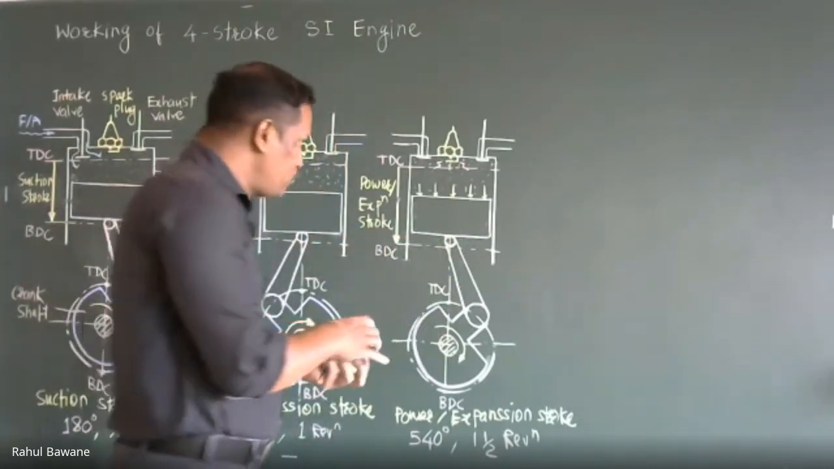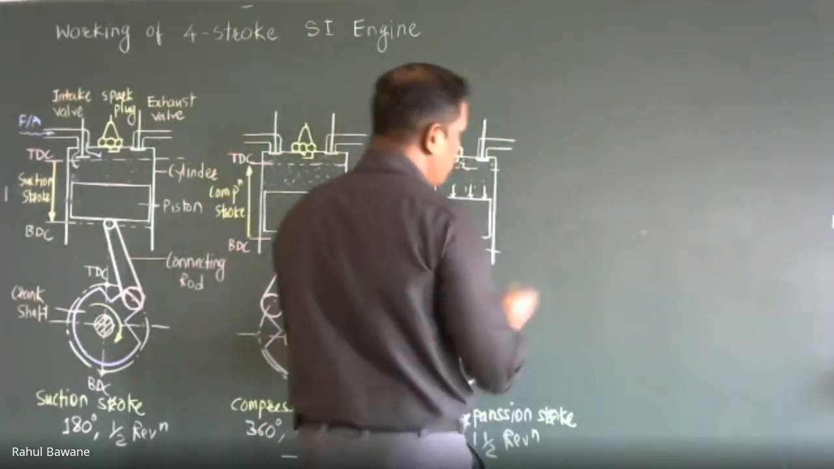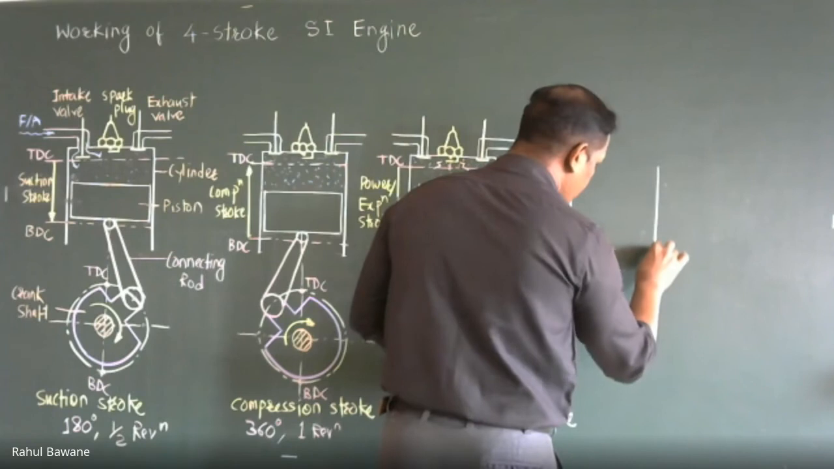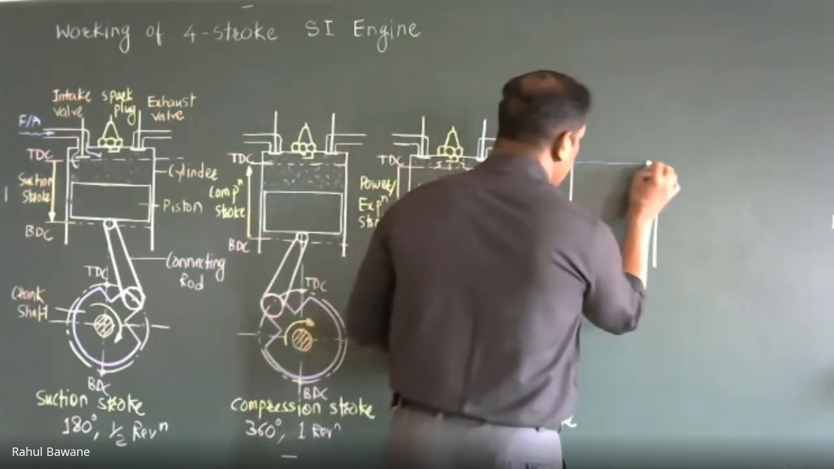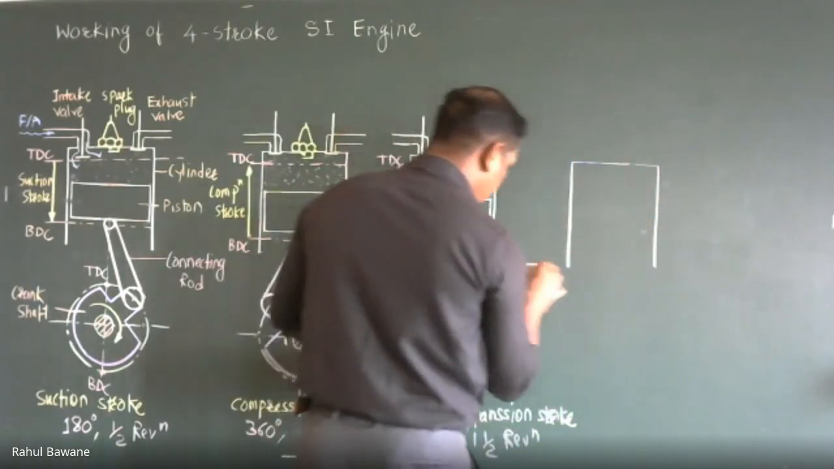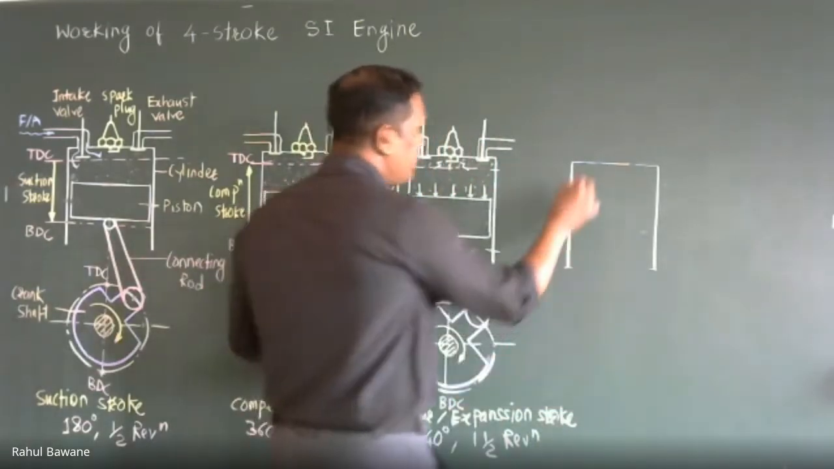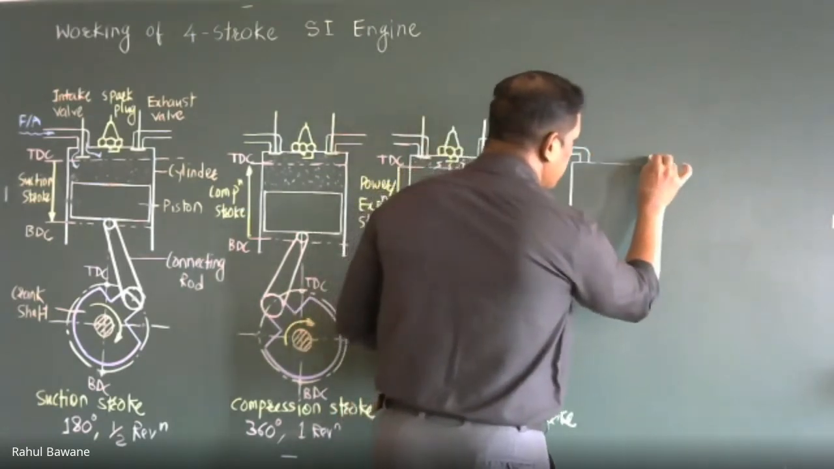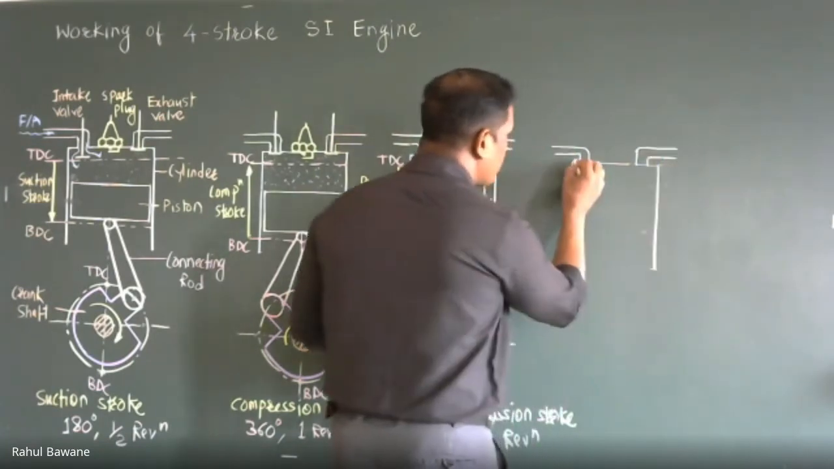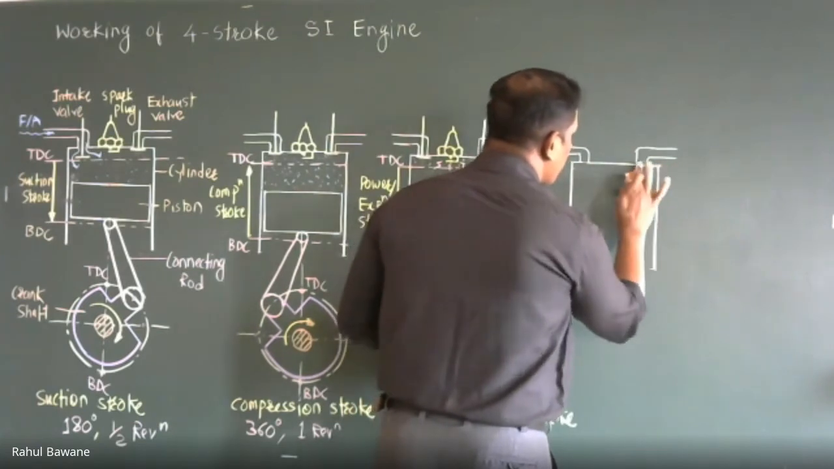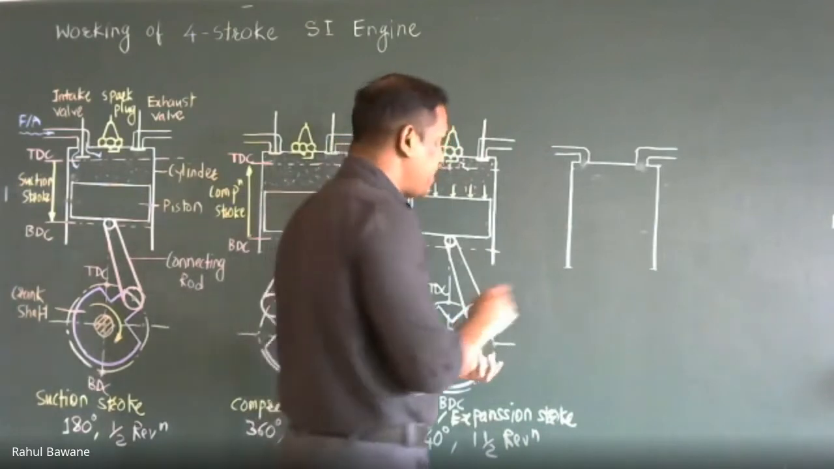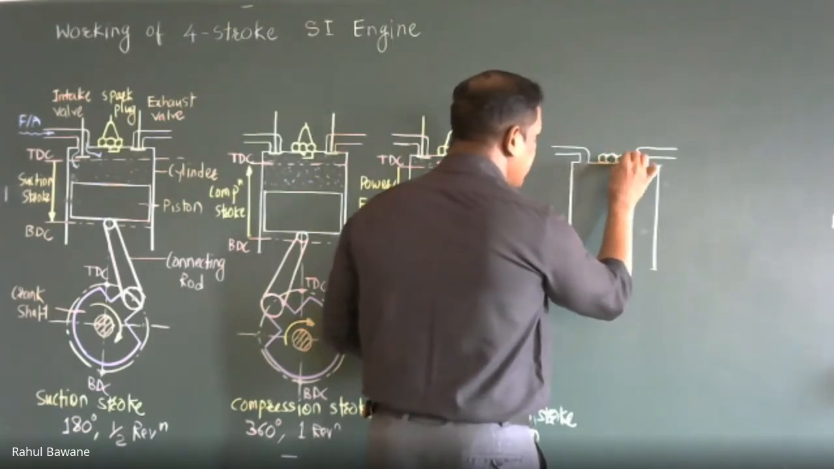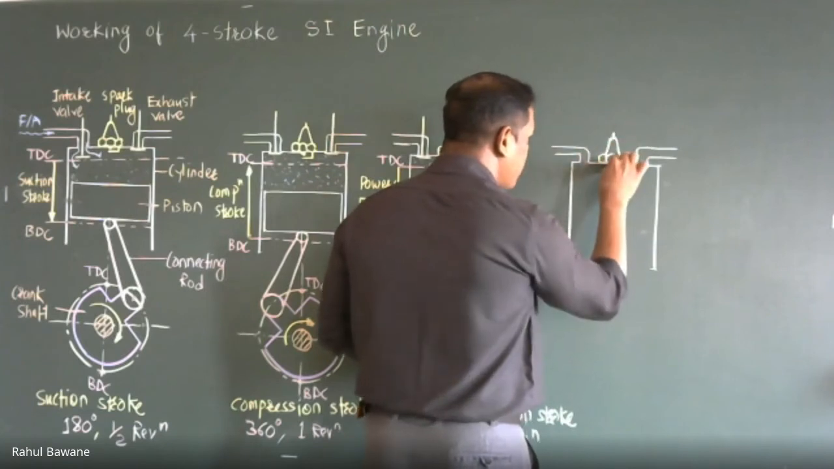So again we will use the same scale, draw two vertical lines, it will show the wall of cylinder, make sure the same height, again we are showing intake passage, exhaust passage, spark plug, but this time spark plug has done its work in power stroke itself. So in exhaust stroke spark plug is again inactive, there is no spark.